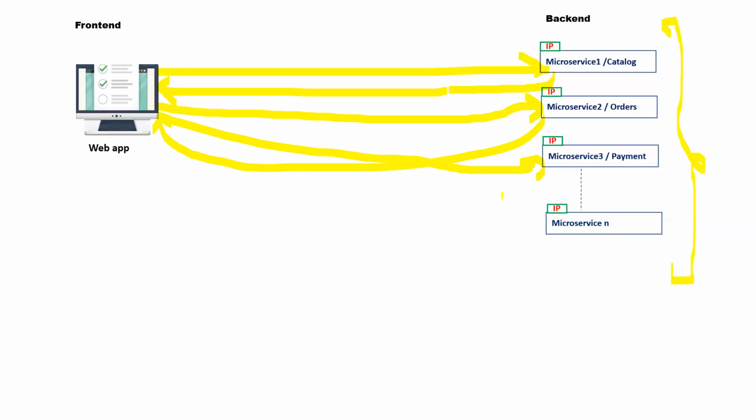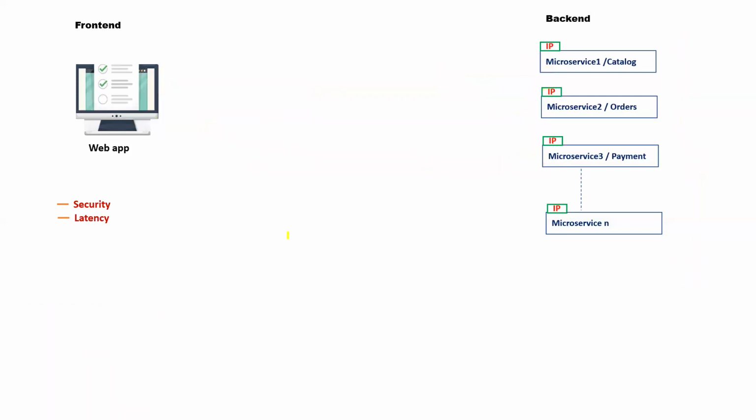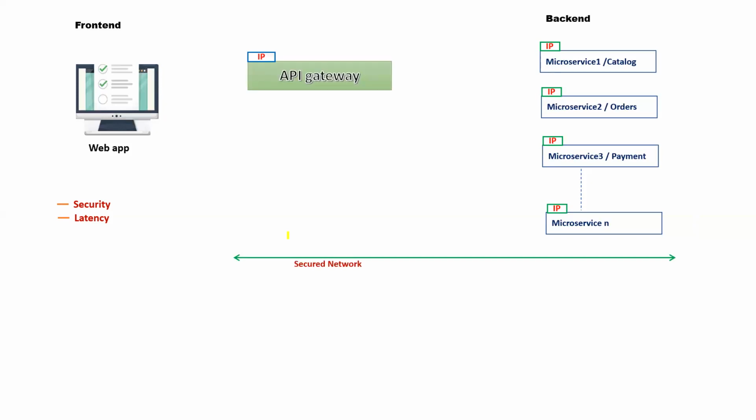I think these are the kinds of things I'm going to explain to you. So, security and latency problems with exposing public IPs and having different direct connections from the web app. To resolve these problems, we must have an API gateway which sits between the client and the backend servers.